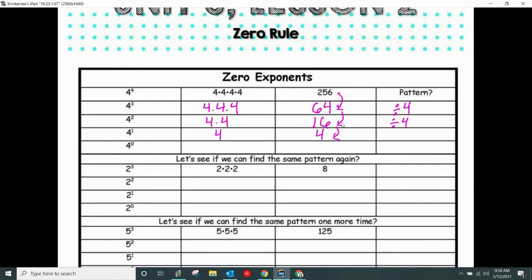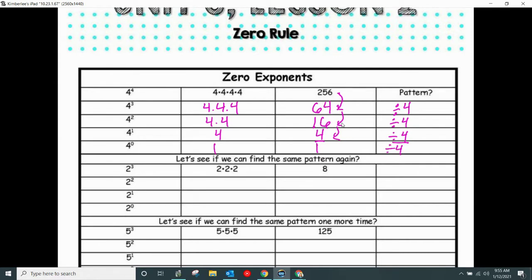So if I say 16 divided by 4, did I get 4? Yes, I did. So there is definitely a pattern. And when you see patterns in mathematics, you need to continue the pattern. We are always looking for patterns in mathematics. So what this means is I need to continue the pattern. So if I say 4 divided by 4, well, what do you get? Well, 4 divided by 4 is 1. So that must mean 4 to the 0 power has to be 1. There's no other way to look at it.